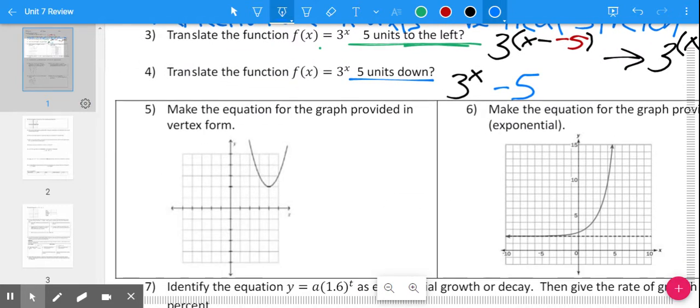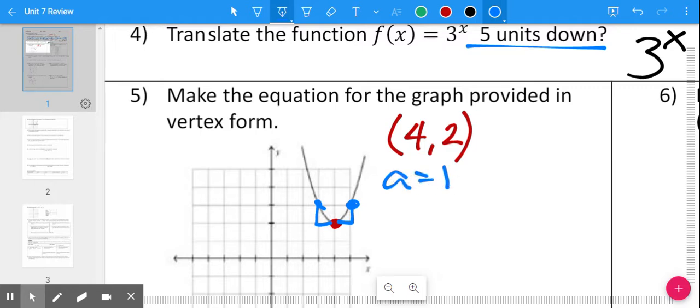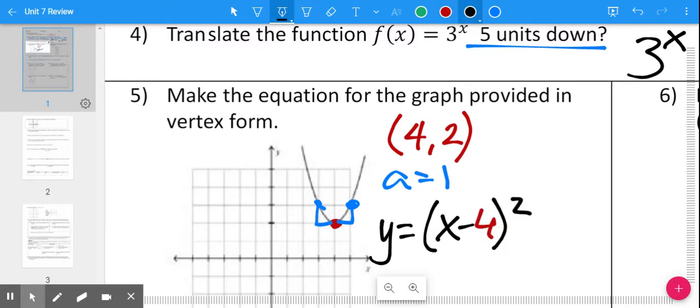So to make the equation for the graph provided in vertex form, you have to know the vertex. So our vertex is here at 4, 2. The a value, because it goes to the right one and up 1, and to the left one and up 1, your a value is 1. So when we plug this into the vertex form, we have y equals a is 1, so we don't have to write it. x minus 4 squared and a positive 2.